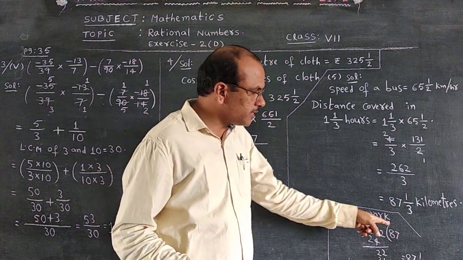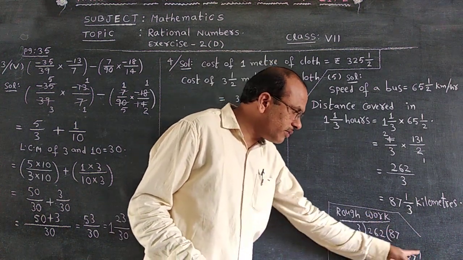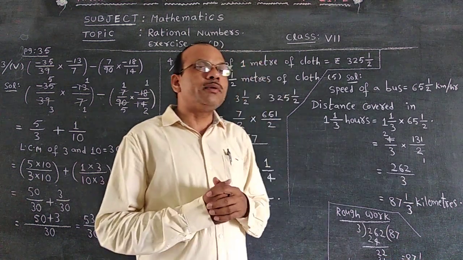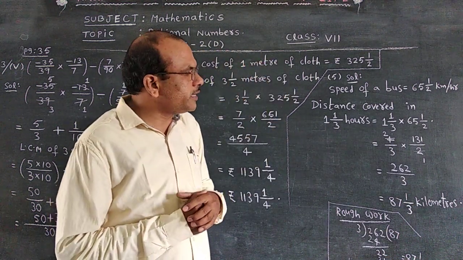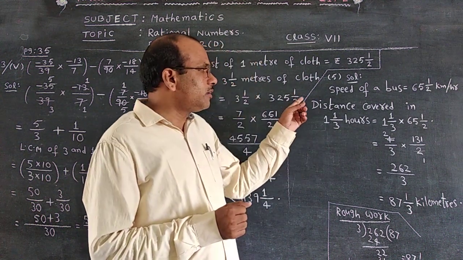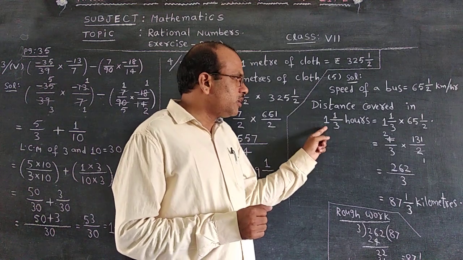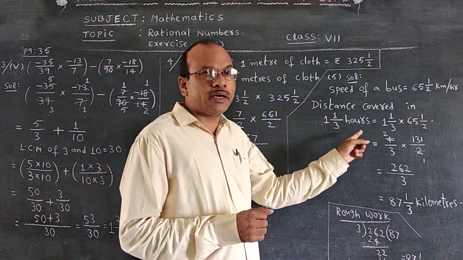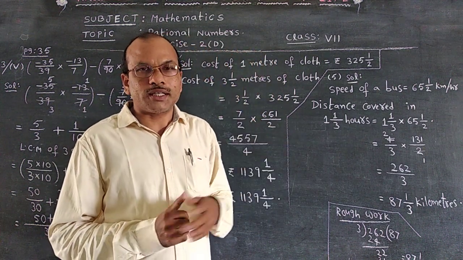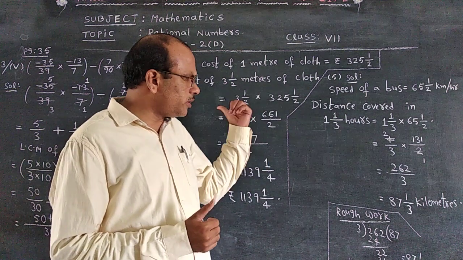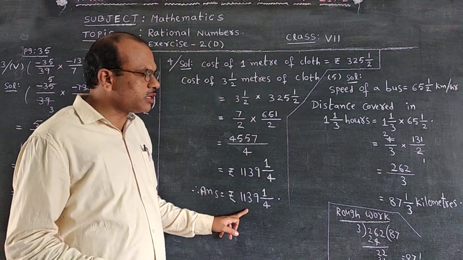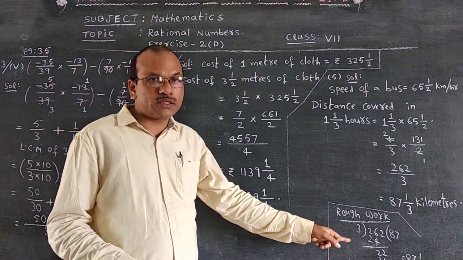Now what is the answer? 87, and this remainder 1 by our divisor 3. Like that we got a mixed fraction as the answer, 87 1 by 3 kilometers. The bus can cover a distance in 1 by 3 hours of time equal to 87 1 by 3 kilometers. That is called a mixed fraction. In the previous answers also, we have got mixed fractions as our answers. Those also we can get by doing the divisions in the same way.